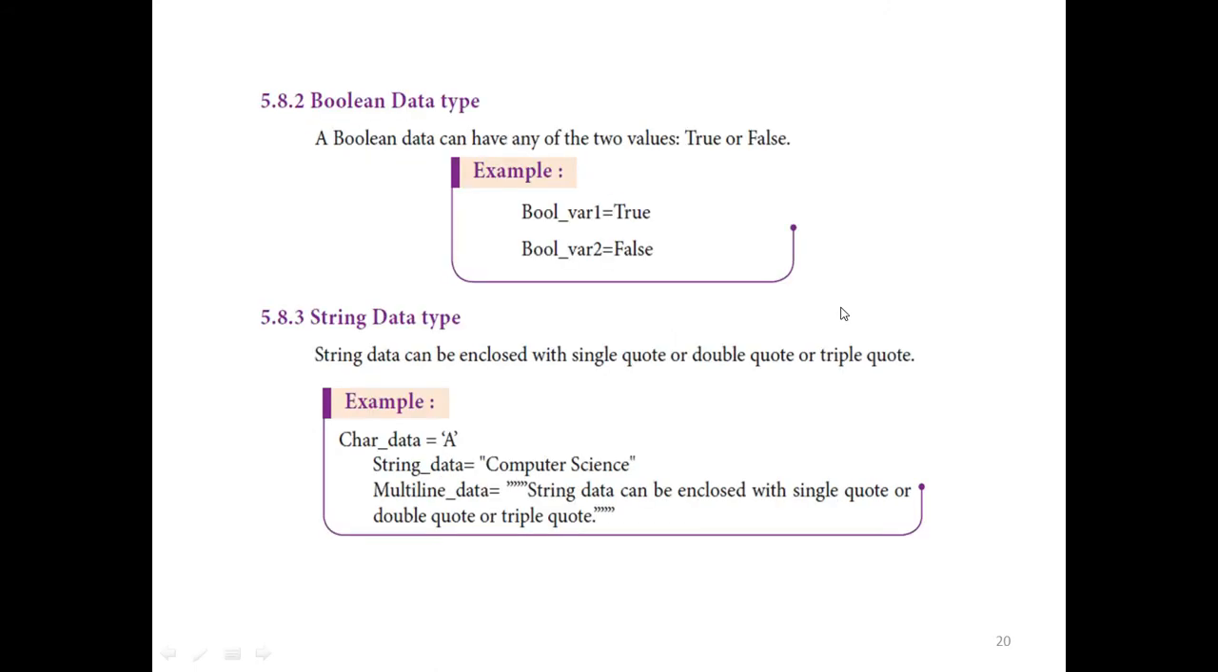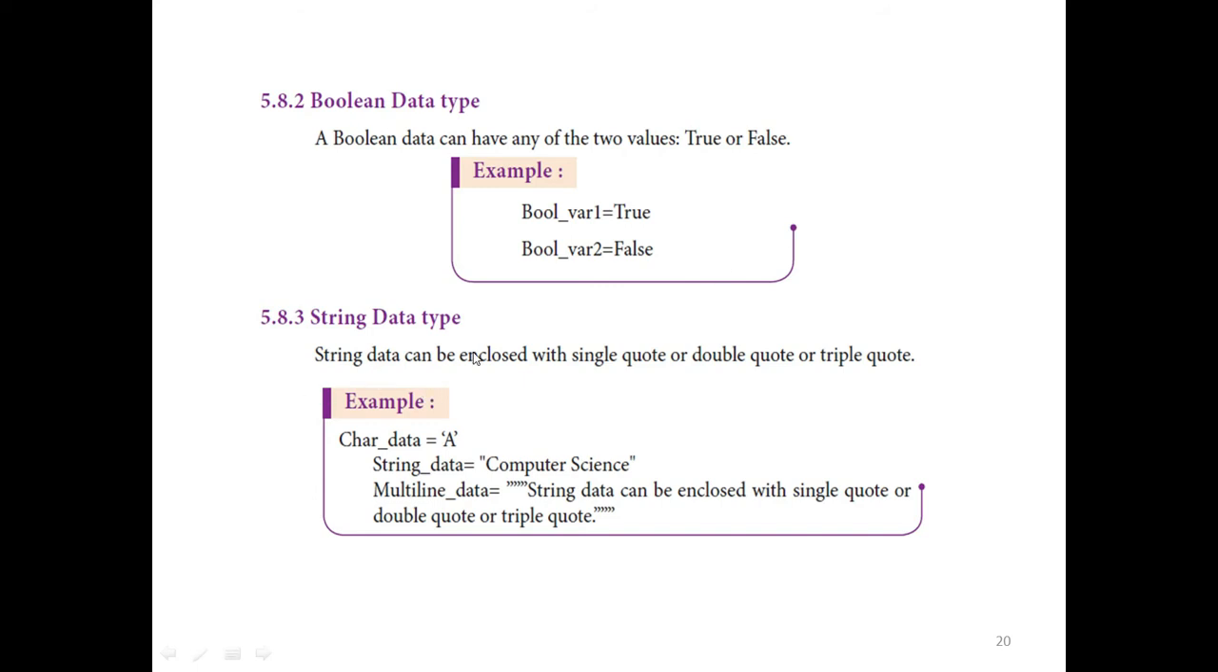Okay. Then Boolean data type. Very simple. A Boolean data can have two values. What are the two values? One for true, another for false. And then the 2-mark question: explain Boolean data type. And then the last one, string data type.